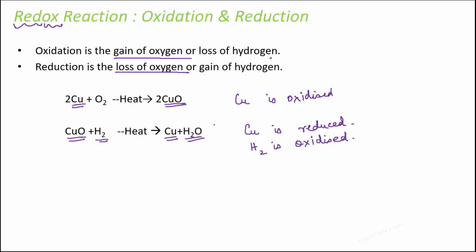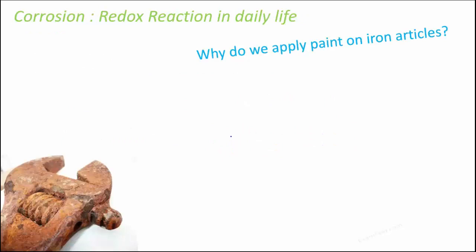So if you actually look at this reaction, we see that one element is getting reduced, the other element is getting oxidized. So that means oxidation and reduction are taking place simultaneously. This type of reaction is called redox reaction. That is why they are called redox: reduction and oxidation taking place side by side. So that's redox reaction. Now let us look at some examples of redox reaction from day-to-day life.